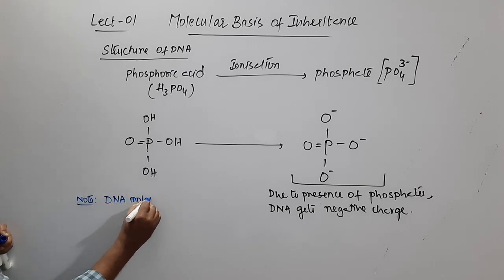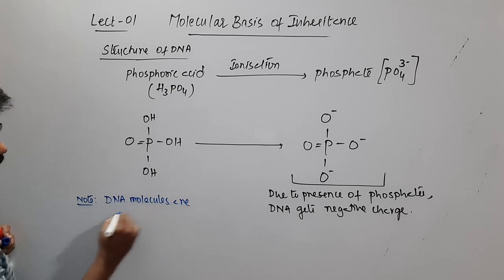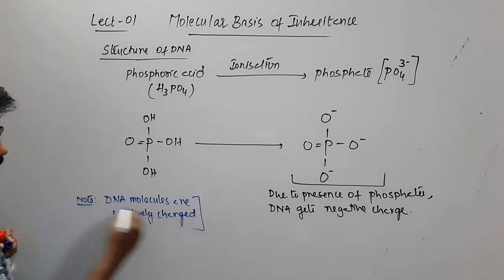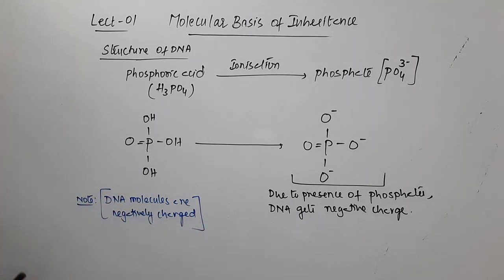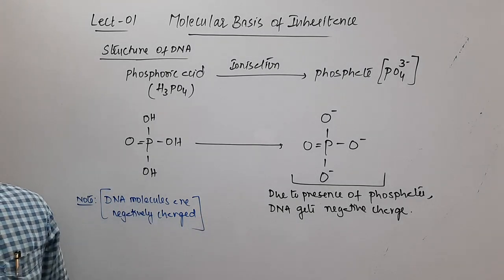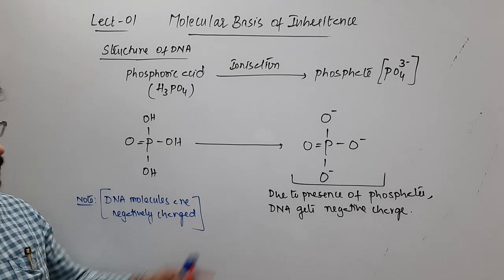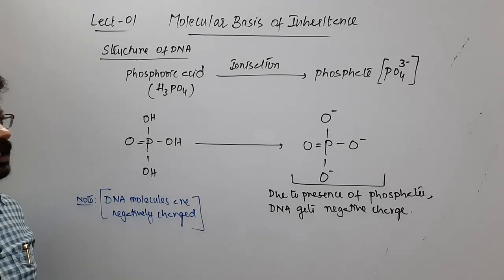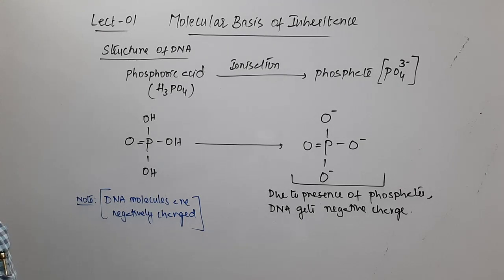DNA molecules are negatively charged. So the reason why they are negatively charged is due to presence of phosphates. You can see with the negative charge on them, right? So that's all about the three components of DNA.